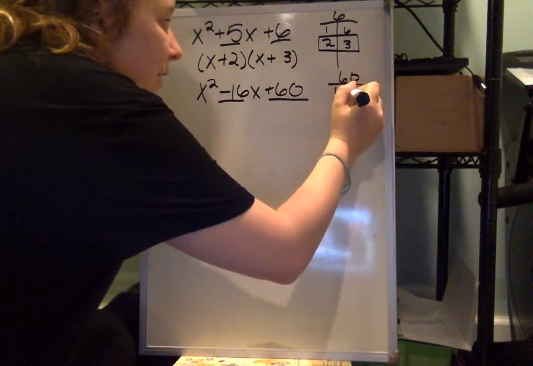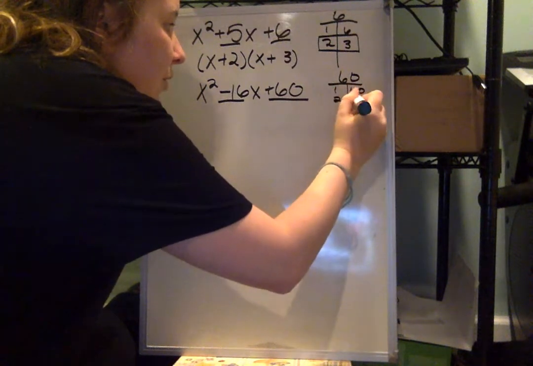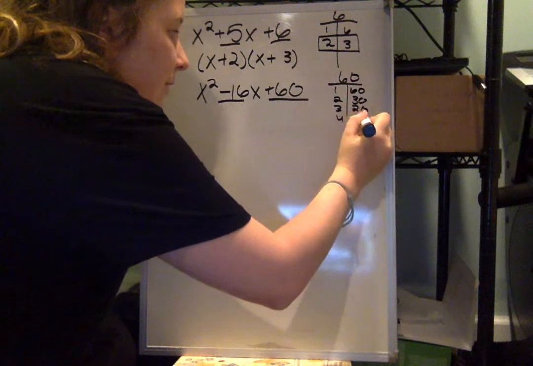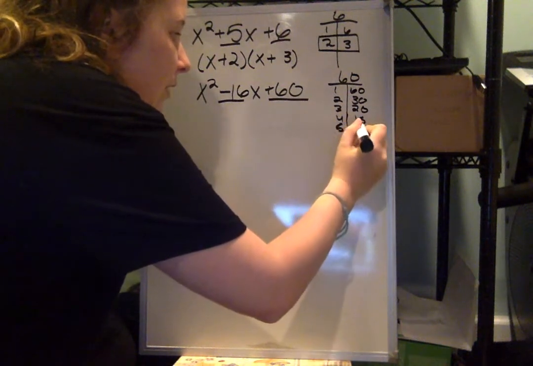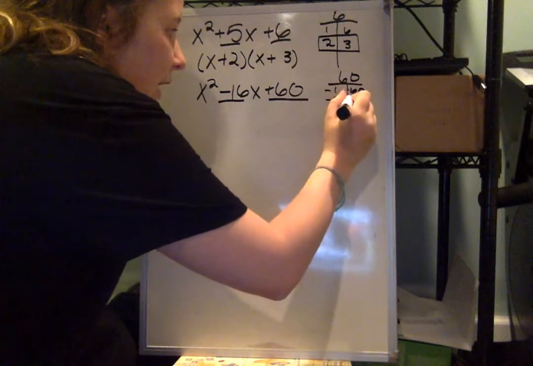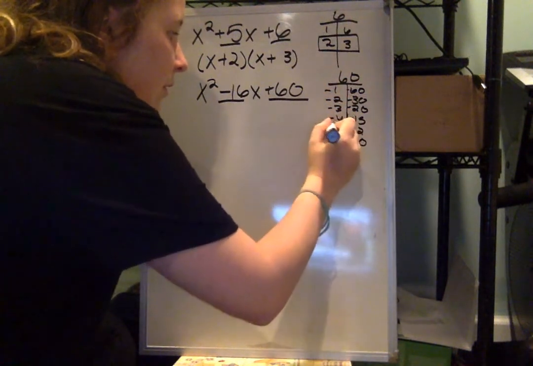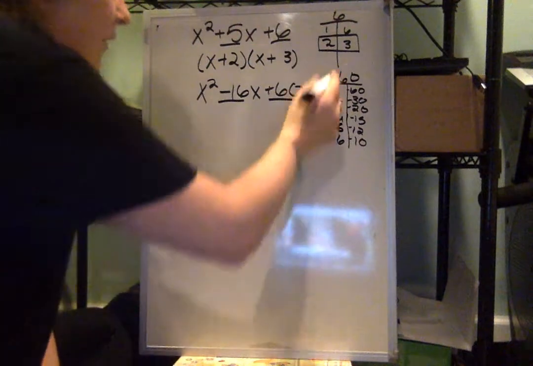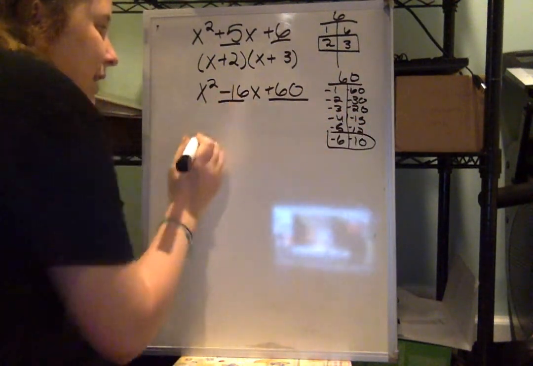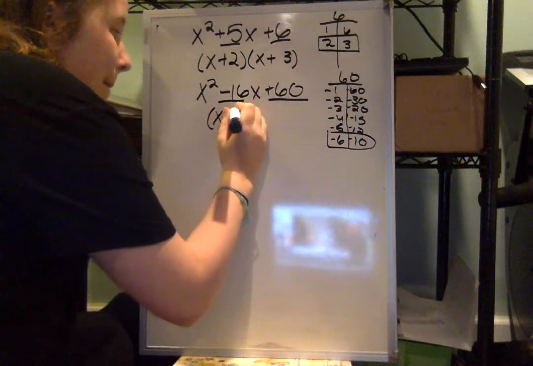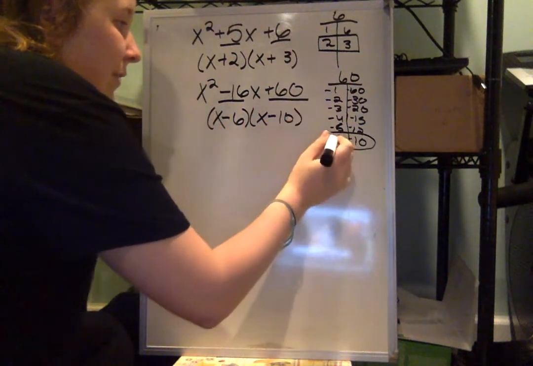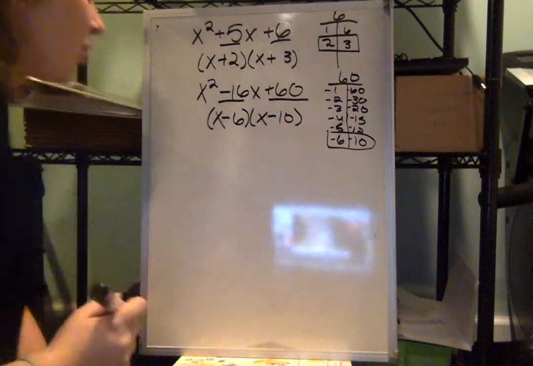So we have 1 and 60, 2 and 30, 3 and 20, 4 and 15, 5 and 12, 6 and 10. Now like I said, both of them are negative. And if you add them all up, negative 6 and negative 10 are going to add to give us negative 16. So it's x minus 6, x minus 10. These signs should always match.